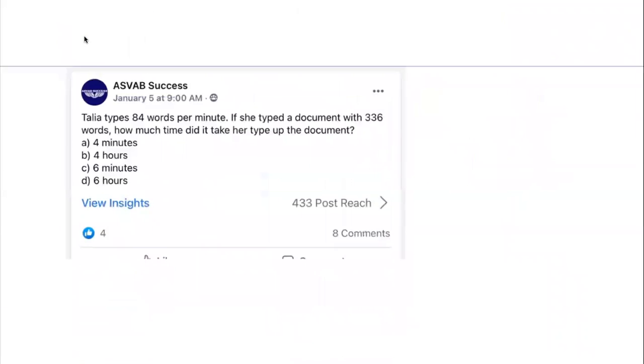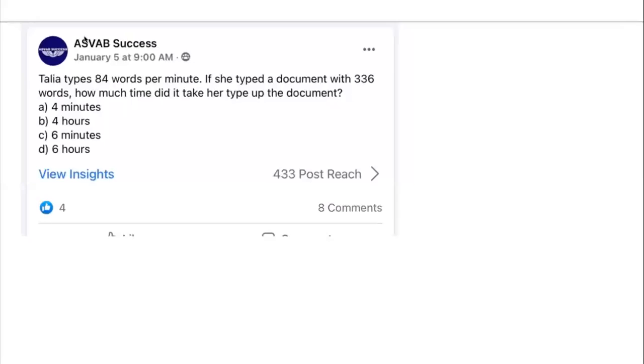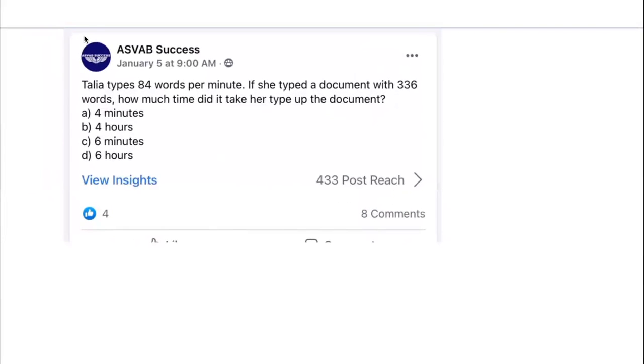Let's keep going. Here's our last question for this week. There we go. So it says, Talia types 84 words per minute. If she typed a document with 336 words, how much time did it take her to type up the document? Okay, so this is pretty similar to the first question we did, but it's actually a lot easier than it. So let's look at how to do this.